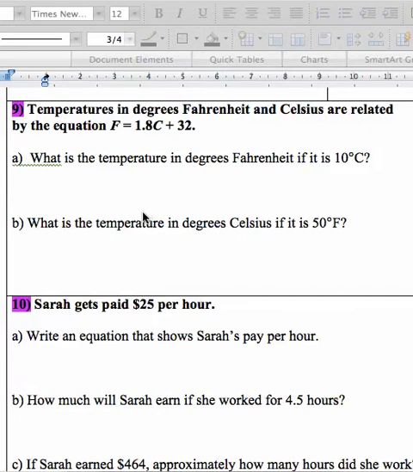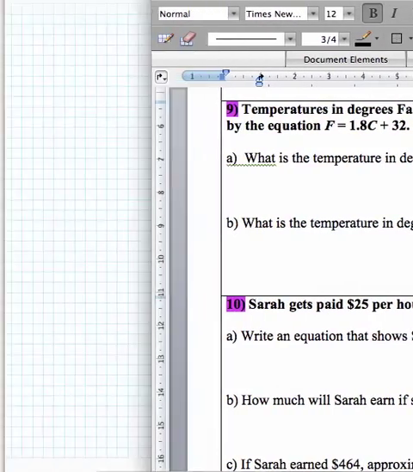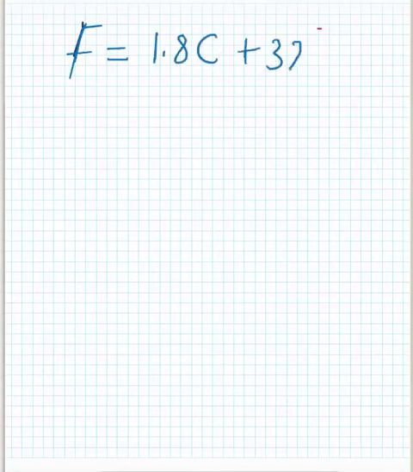Now, 9a says, what is the temperature in degrees Fahrenheit if it is 10 degrees Celsius? So that C stands for Celsius. So if it's 10 degrees in Australia, what would it be? What would Americans call it in Fahrenheit? So your first step is, I'll write the equation over here. F is equal to 1.8 times C plus 32. Now, please don't let the decimal confuse you. It's just a number with a decimal, okay? All right, there's the equation.